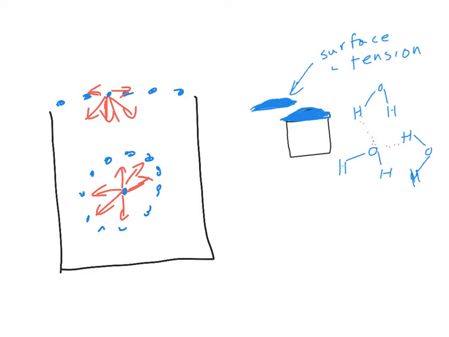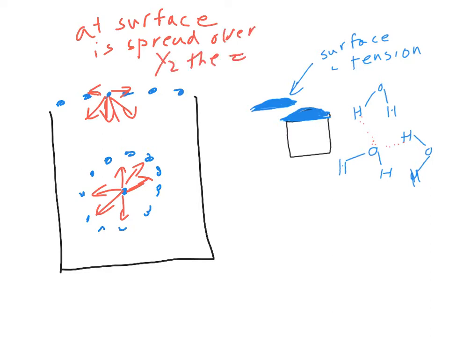So at the surface of the water, the same force of attraction that you find in the center of the water is spread over half the number of molecules. So if you take the same amount of force and spread it over half the amount, you're going to create a stronger bond, right? And that added strength that you find at the surface of the liquid between the molecules of water is the property we know as surface tension.